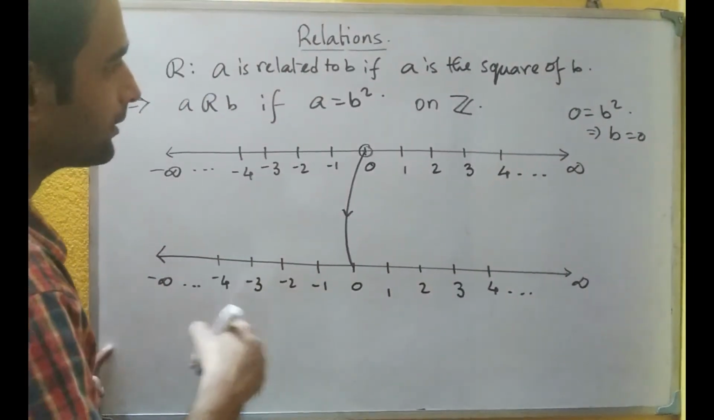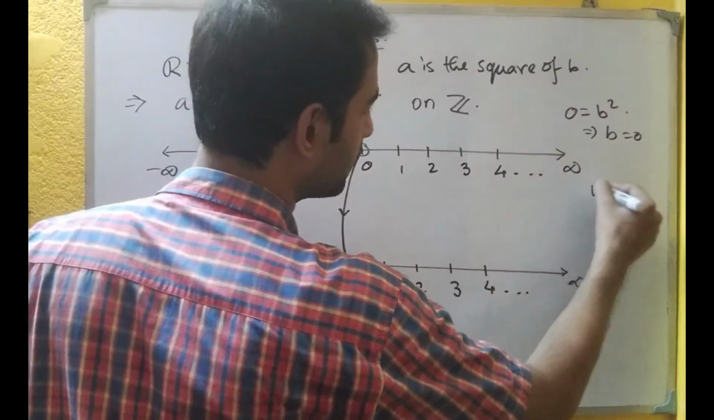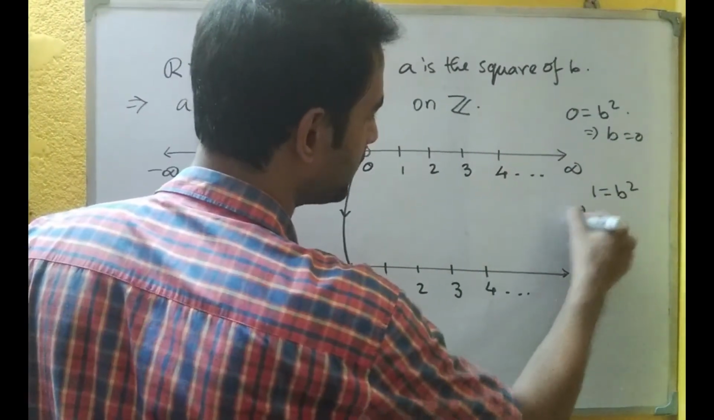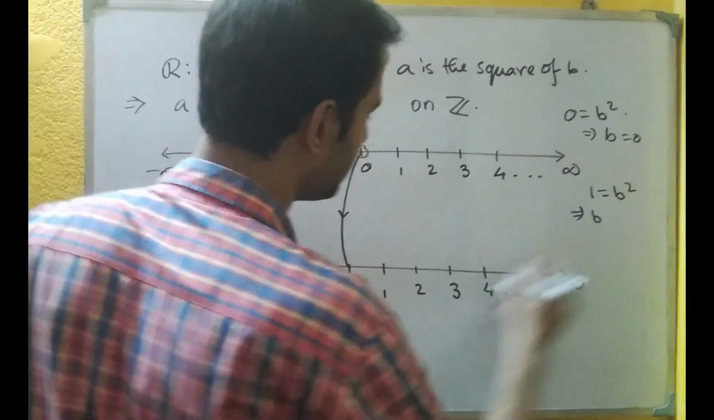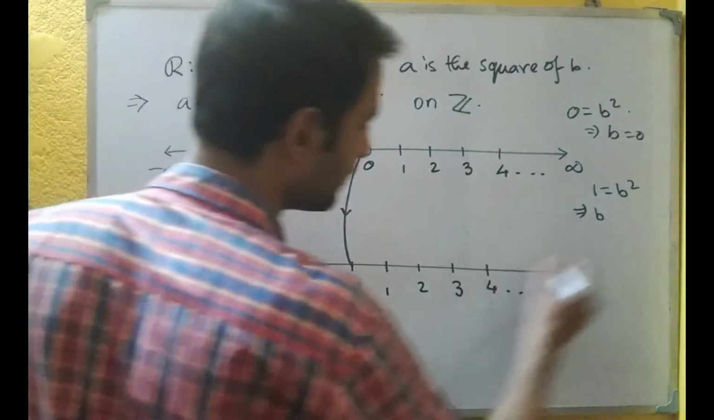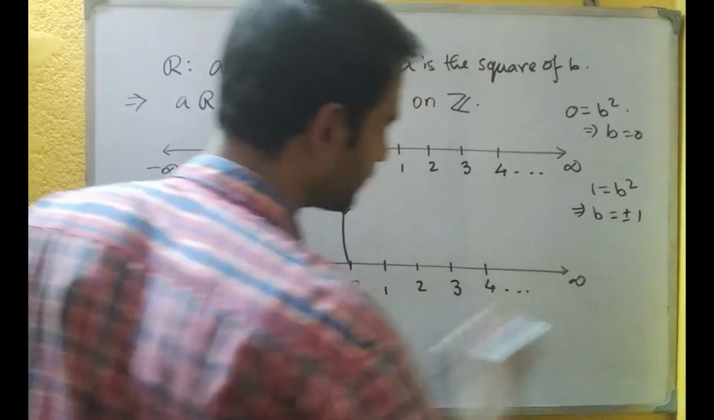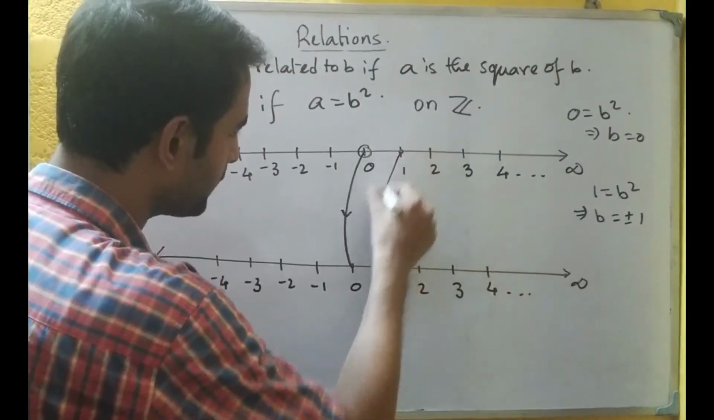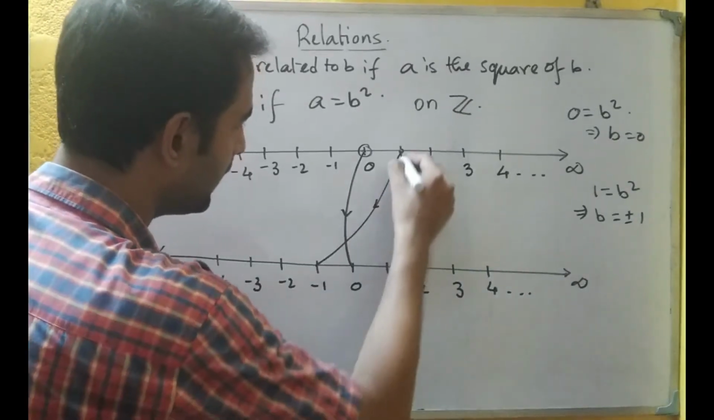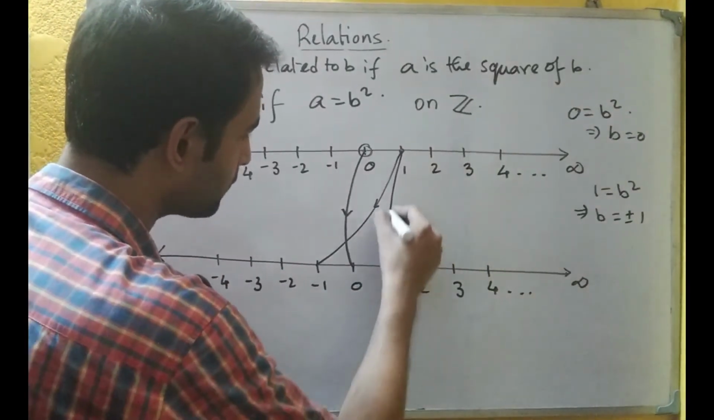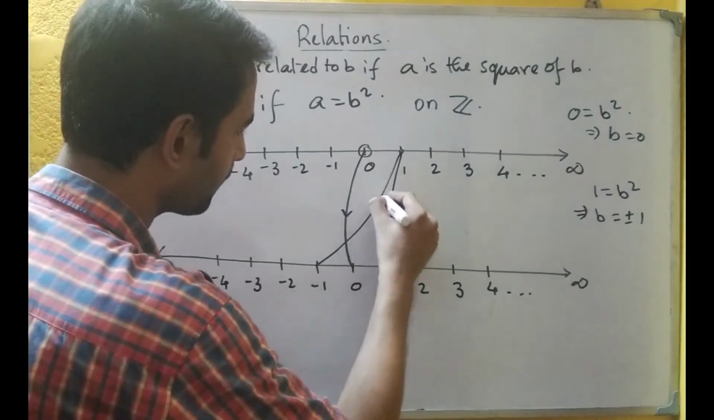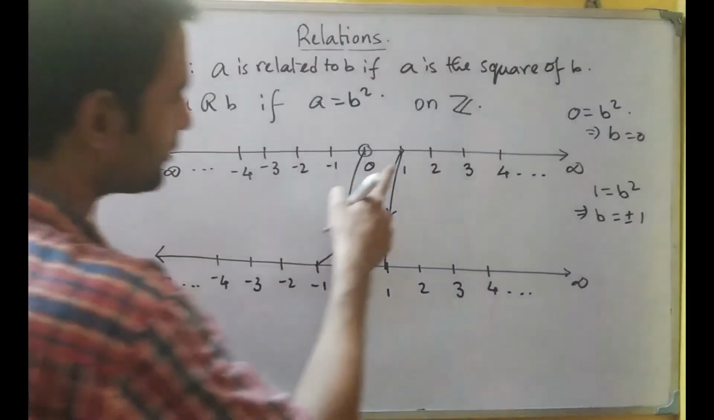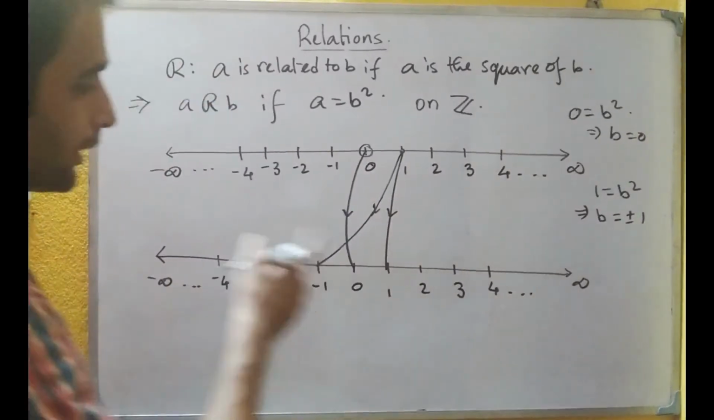Okay. And similarly, suppose we take A as 1. So if we take 1 is equal to B square, then what should be the values of B? Since we are taking it from the set of integers, we can say B should be plus minus 1. So here this 1 will be related to minus 1 also, and 1 will be related to plus 1 also. So in this way we can see that this element 1 is related to two elements.